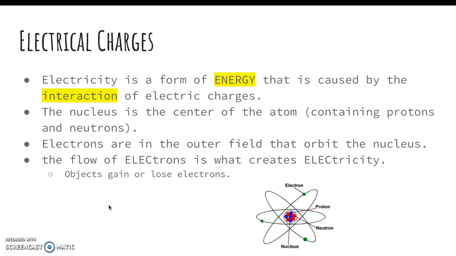Most atoms contain an equal number of electrons and protons. When electrons and protons are equal, the atom has no charge and is called neutral. This is why when you touch an object, you aren't constantly getting shocked.